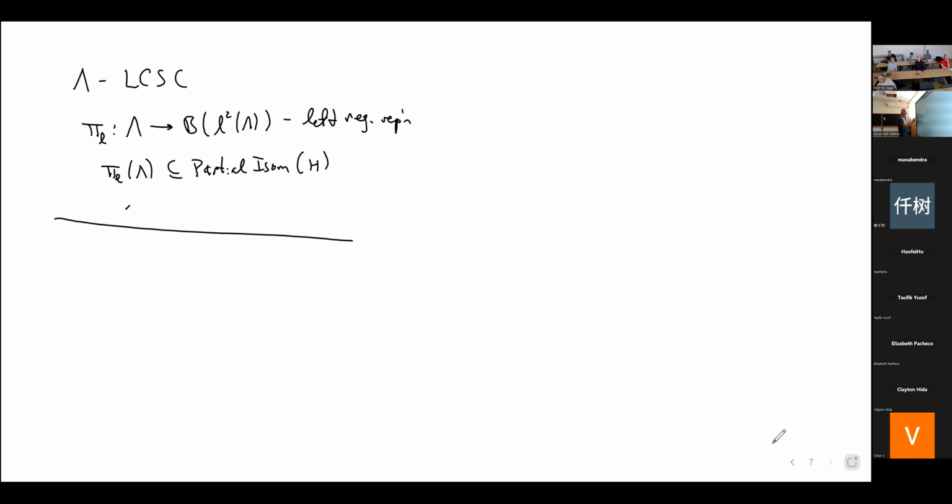If alpha is in lambda, then we get this partial bijection S of alpha lambda. And actually the range of that map is all things that begin with alpha, contained in R of alpha lambda. So it's a partial bijection.